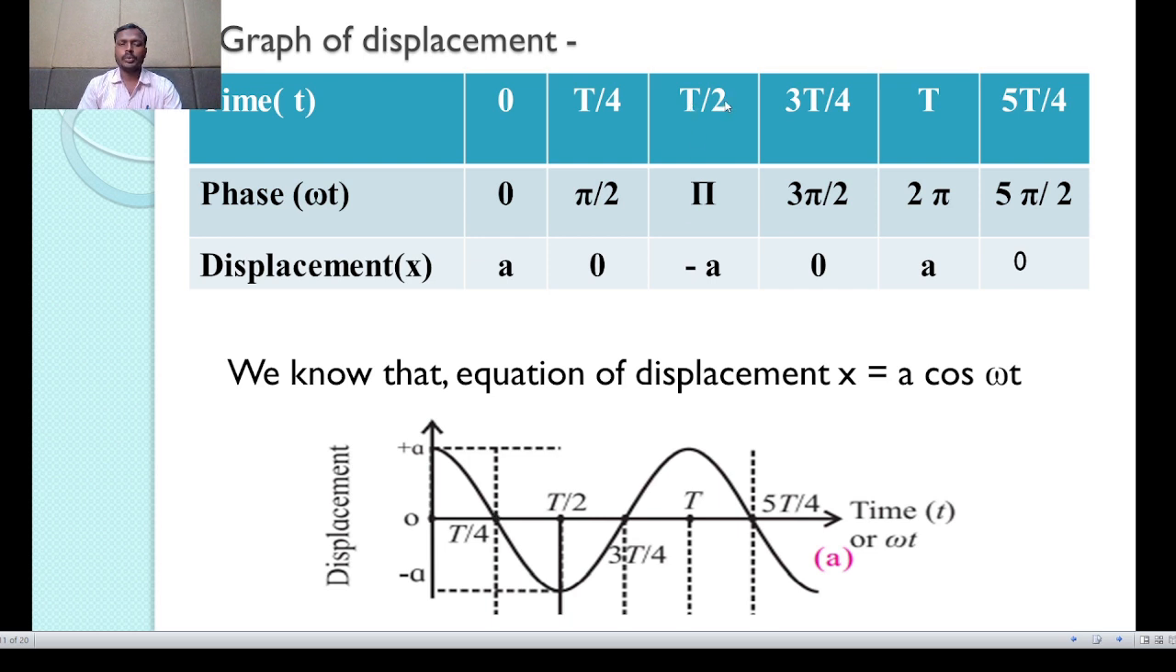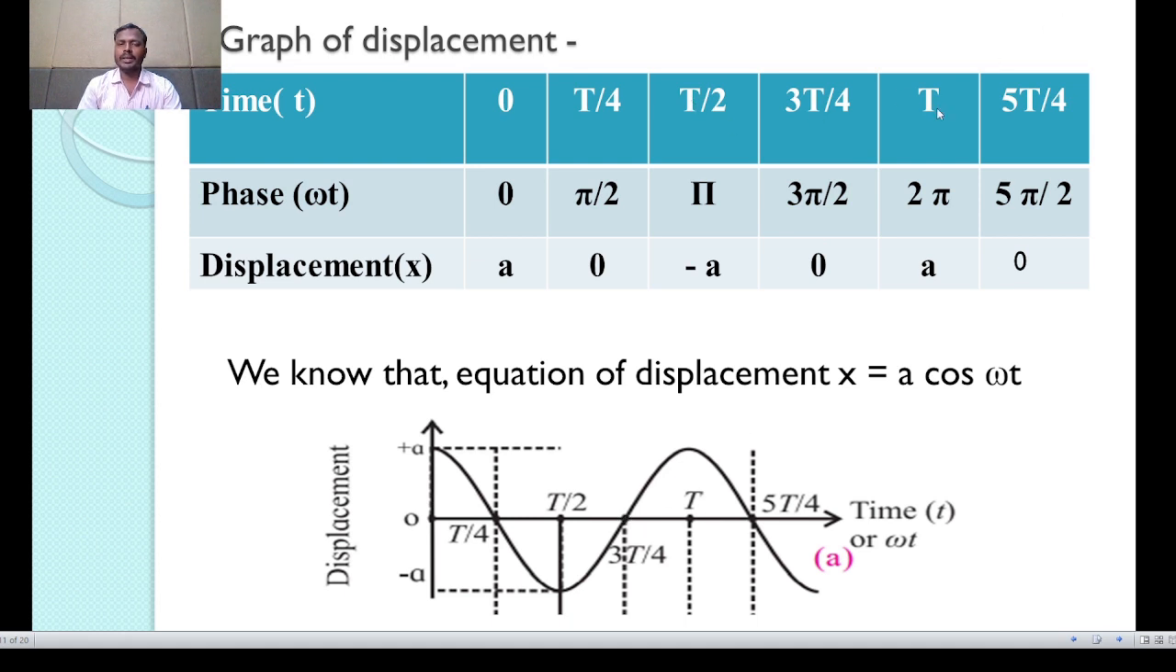When the time is T divided by 2, the phase becomes pi. Cos pi is minus 1 into a, that is minus a. Therefore, when the time is T divided by 2, displacement is minus a. The point is here. Now the next. When the time is 3T divided by 4, the phase becomes 3 pi divided by 2. Cos 3 pi divided by 2 is 0, 0 multiplied by a is 0. So we can write x is equal to 0. When the time is 3T divided by 4, the displacement is 0. The point is here.